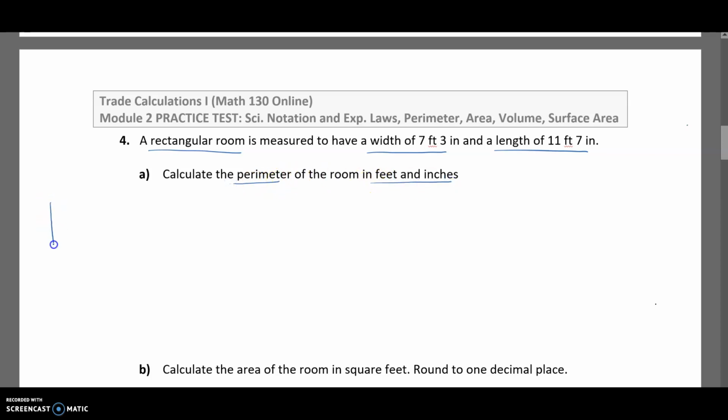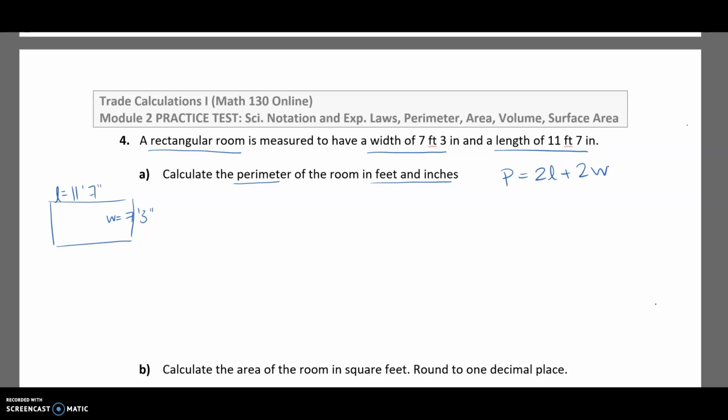I can just sketch out the room, and the length is 11 foot 7 inches, and the width is 7 foot 3 inches. From your formula sheet, since this is a rectangle, you can look up perimeter is 2 times the length plus 2 times the width to get the distance around the outside of the room. Before I can substitute into this equation, my units all need to be the same. So I could either add the feet separately and the inches separately, or I can convert all to the same unit, which is the method that I'm going to use.